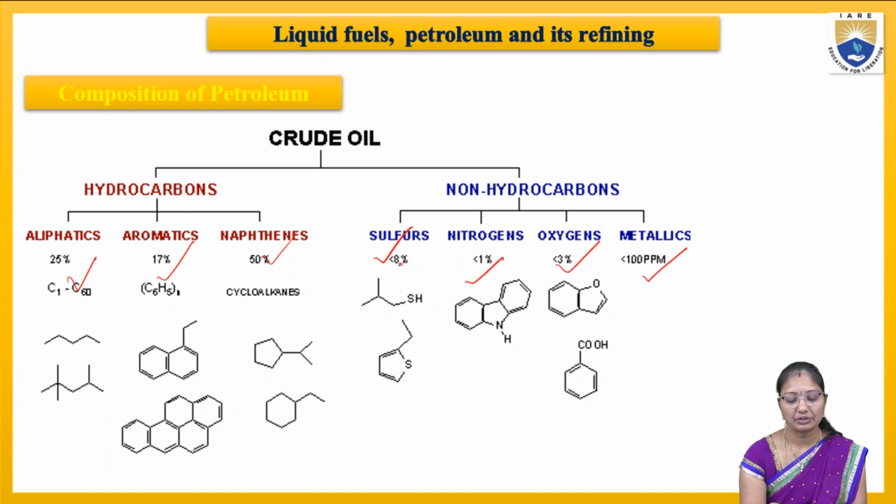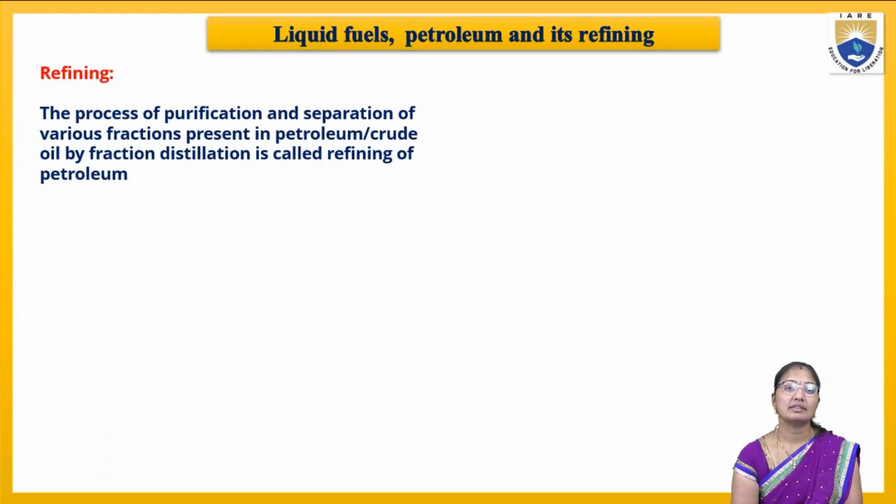The sulfur present should be less than 8%, the nitrogen percentage should be less than 1%, and oxygen should be less than 3%. Metallics are not measured in percent but in parts per million, and should be less than 100 parts per million of the liquid fuels. So what is refining?